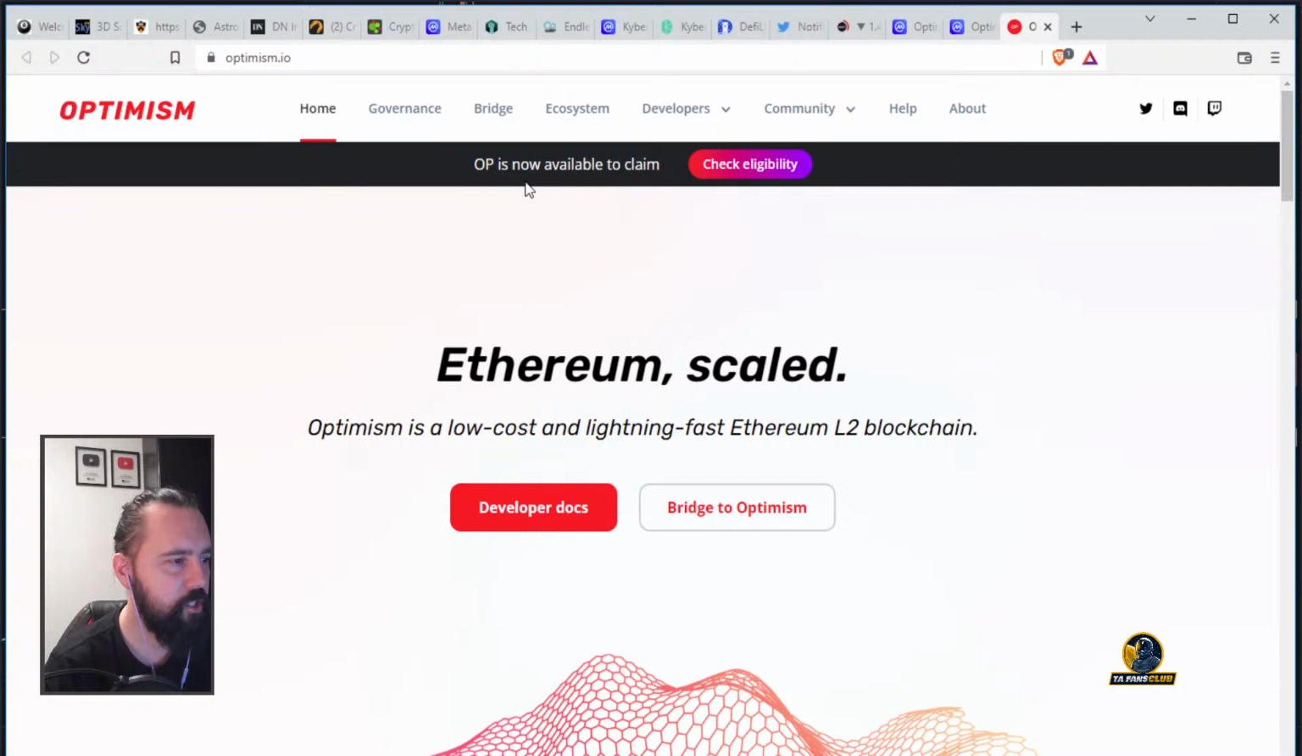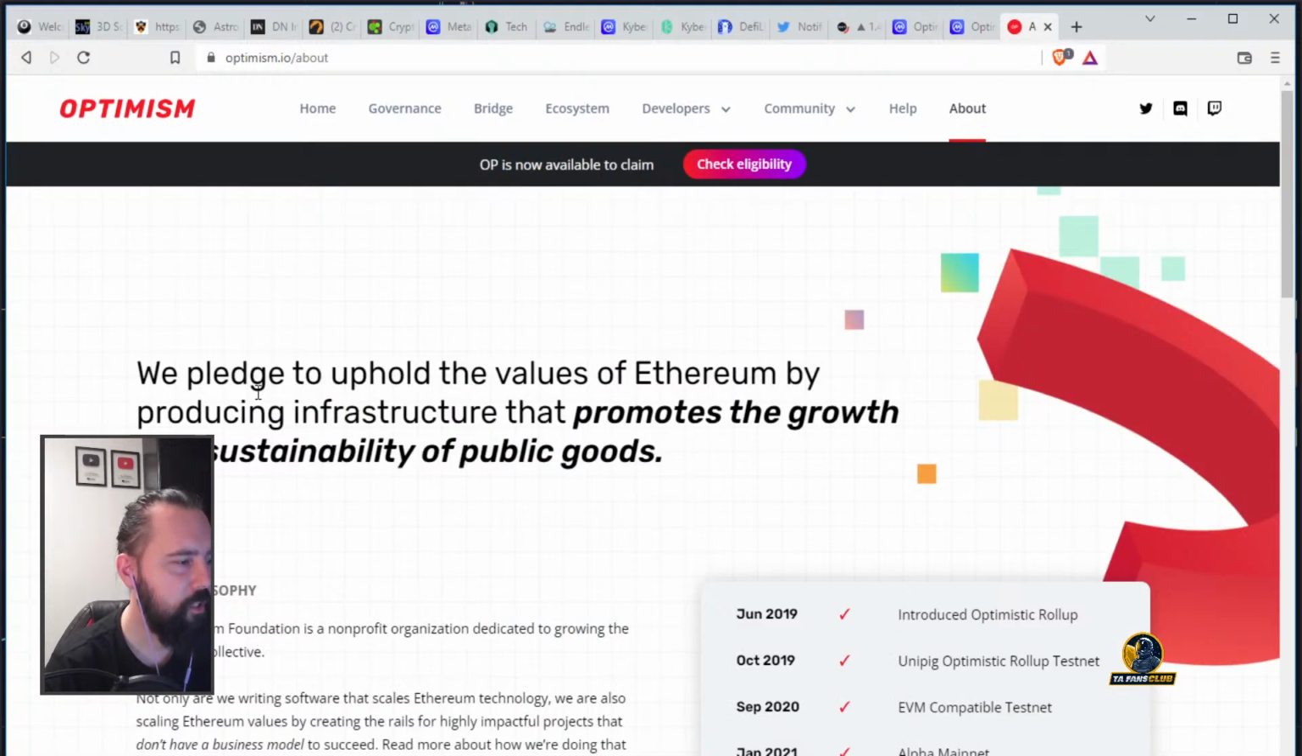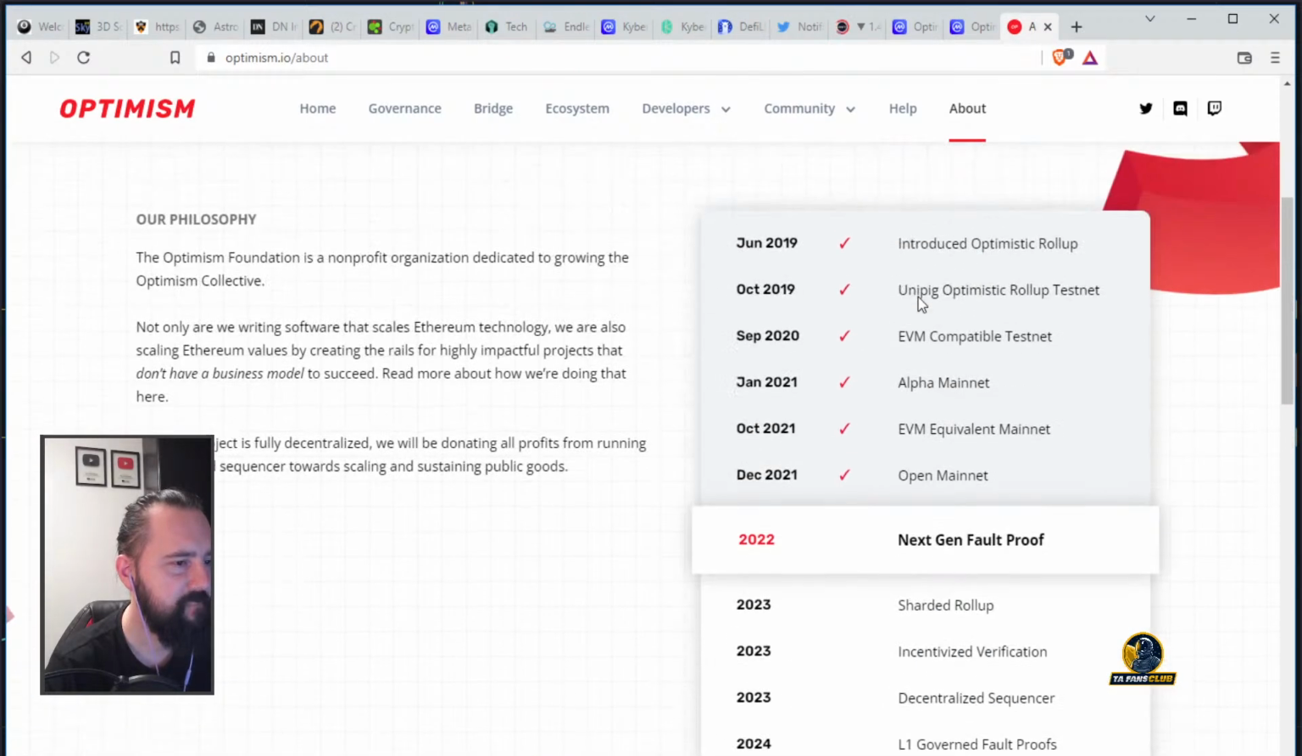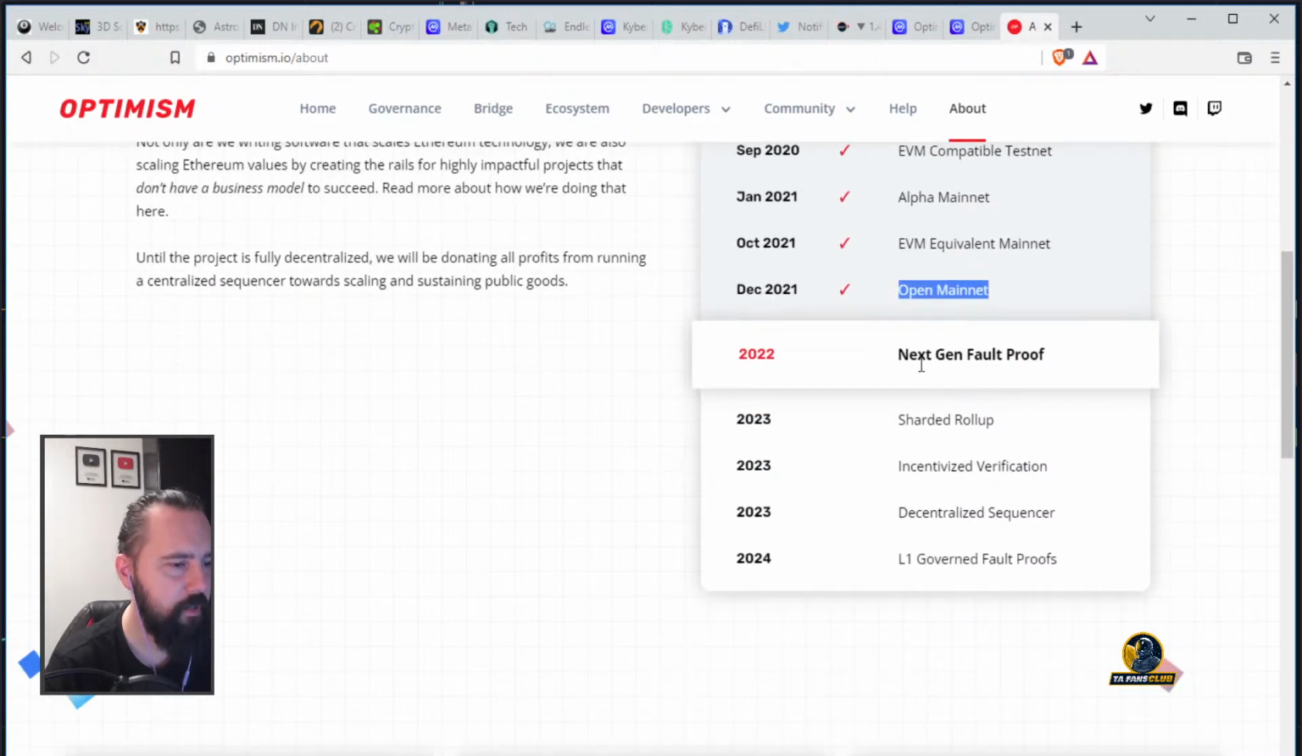They got Discord. They got a wiki now. Governance, community, about. We pledge to uphold the values of Ethereum by producing infrastructure that promotes the growth and stability of public goods. Here's the optimistic rollup testnet, EVM compatible testnet, alpha mainnet, open mainnet. So they launched in December. Next gen foolproof sharded rollup, centralized verification, centralized sequencer. I have absolutely no clue what these things mean, but they're way ahead of time.